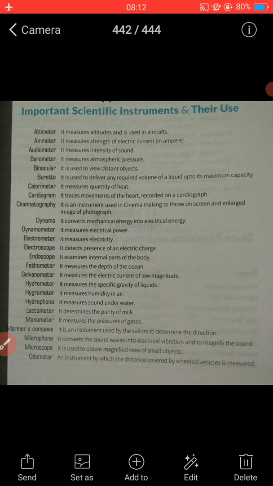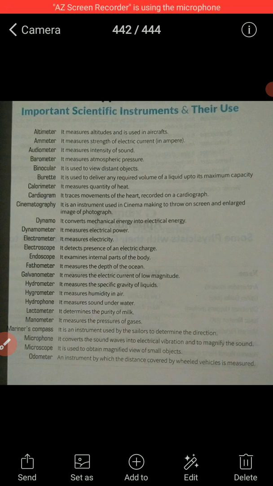Then we will go for dynamo. Dynamo is an instrument which has the capacity to convert mechanical energy into electrical energy. Next, dynamometer. Dynamometer is an instrument which is used to measure the electrical power.